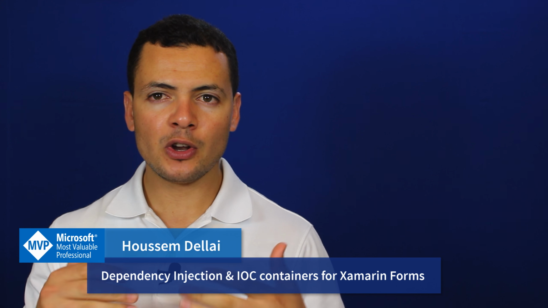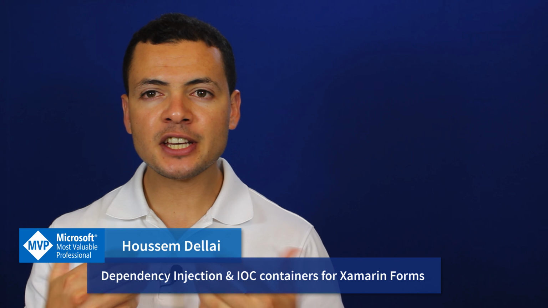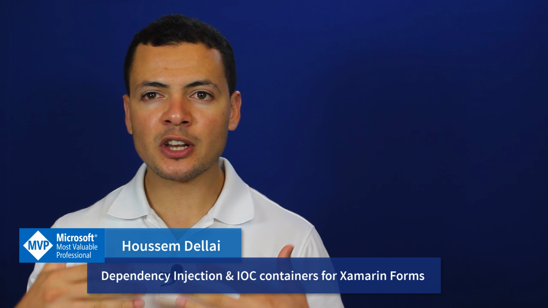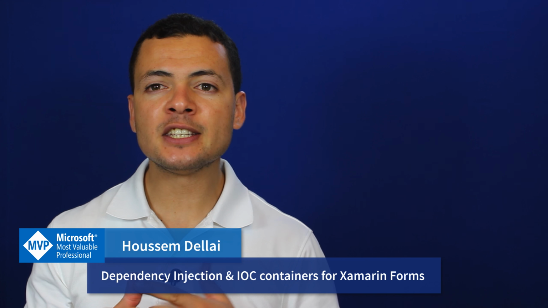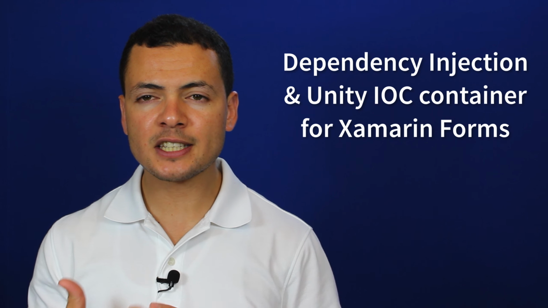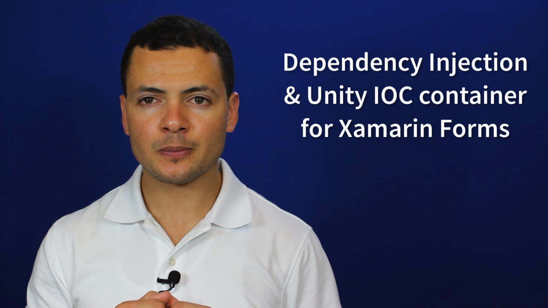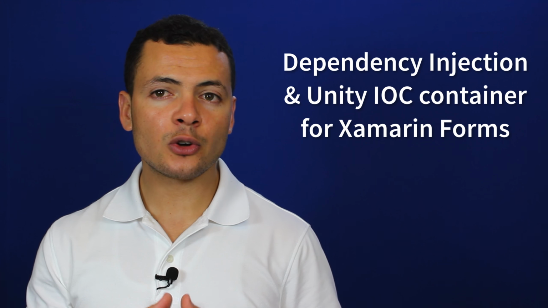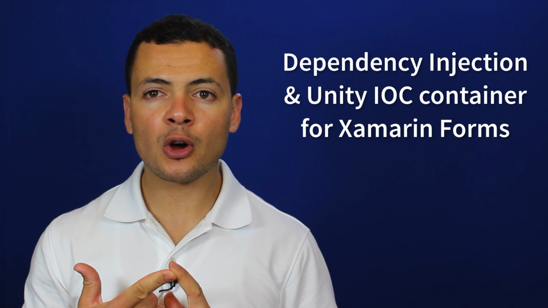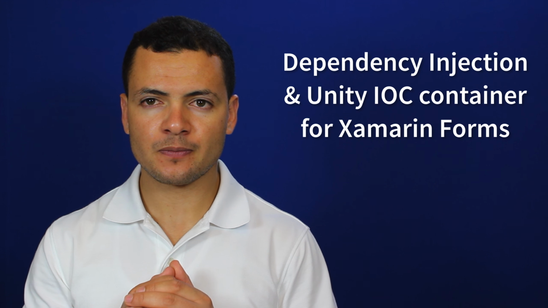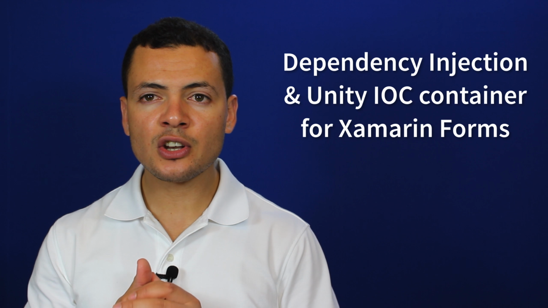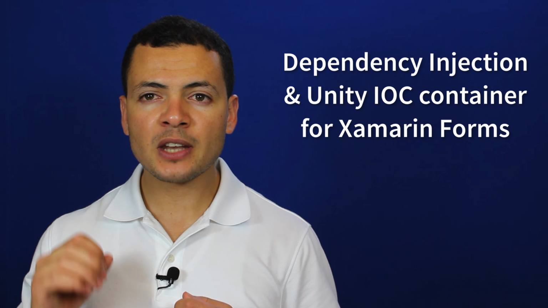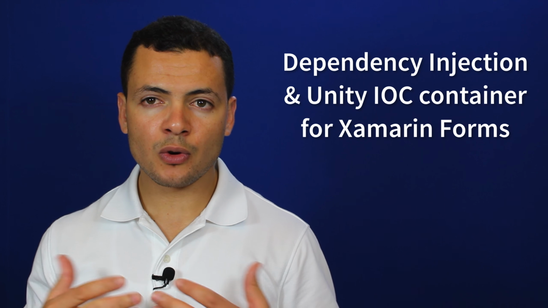In this video, we'll learn how we can apply dependency injection and inversion of control in Xamarin Forms applications. This will enable us to have an application that is easy to maintain, easy to write unit tests for, and also easy to extend. We'll use the Unity application block as an IoC container in order to register and resolve all our dependencies. Using dependency injection has the advantage of being able to access the platform specific implementation for each platform.